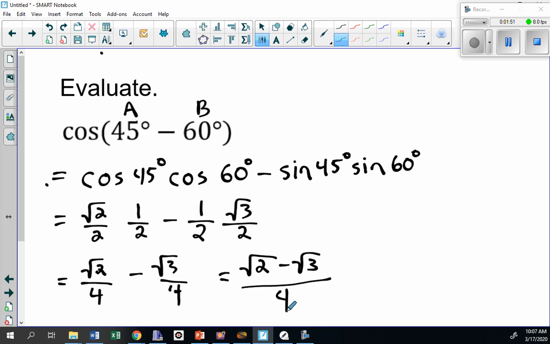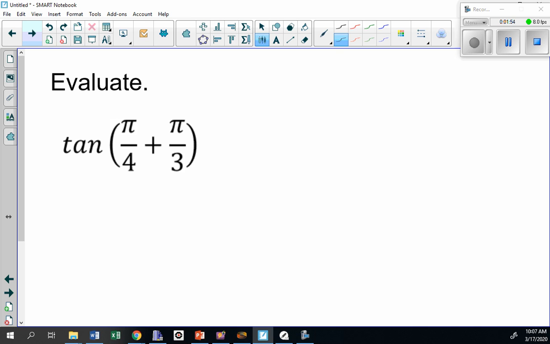All right, moving to the next question then. We have evaluate. So this one's a little different. We haven't done anything with tan, but these identities are on the formula sheet. Again, on the formula sheet, the first value is our A, the second one is our B angle. We have an addition here. So this, coming from the formula sheet, is going to say that it's tan angle A, which is pi over 4, plus tan angle B, which is pi over 3 in this case.